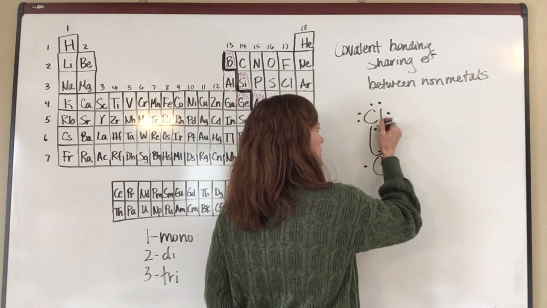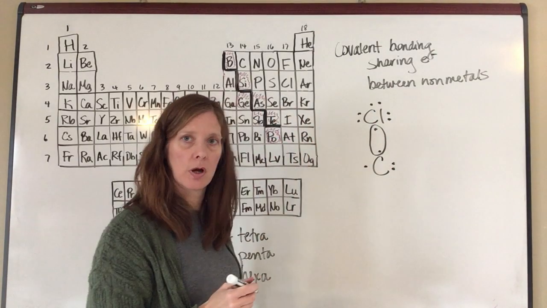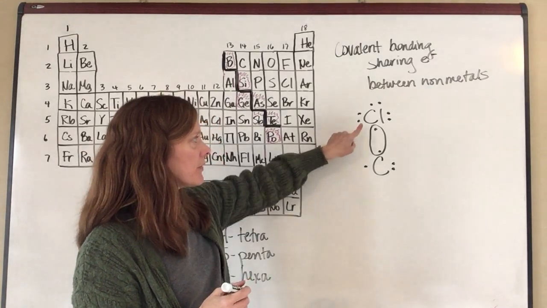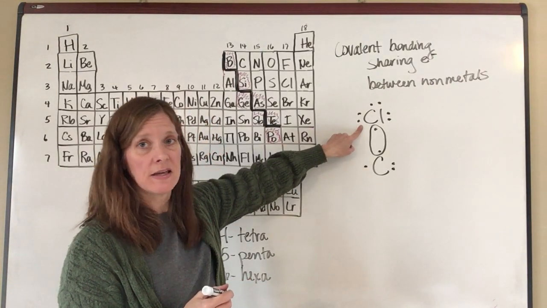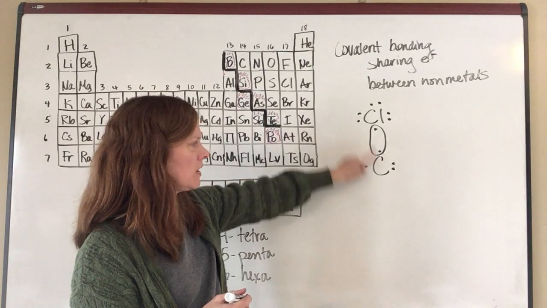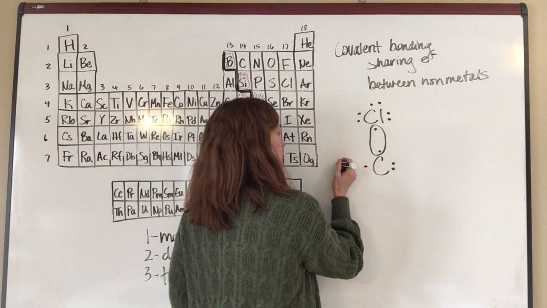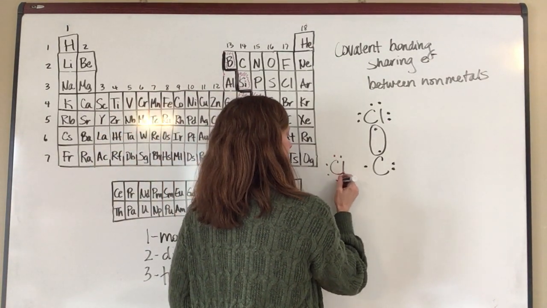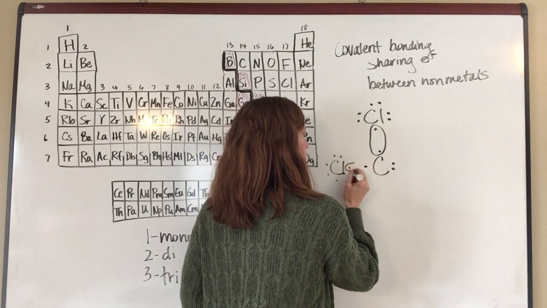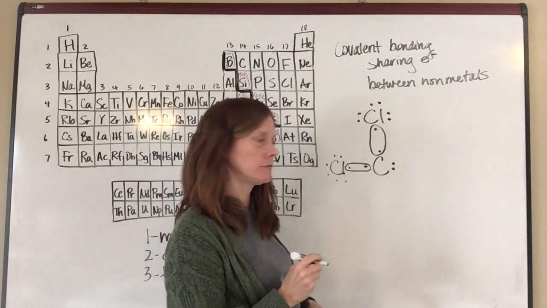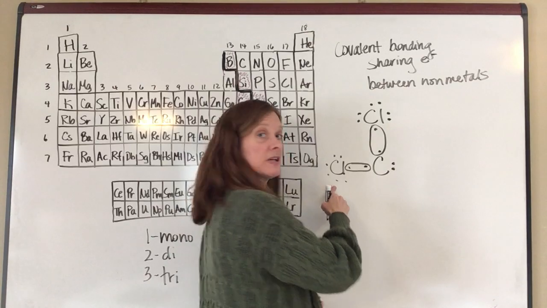And so this chlorine can share that electron with that carbon. And now, is that chlorine happy? Absolutely. He has an octet of electrons around him. My carbon's not happy yet, though. So let's stick another chlorine over here. And here we can share that one. And that chlorine's now happy.